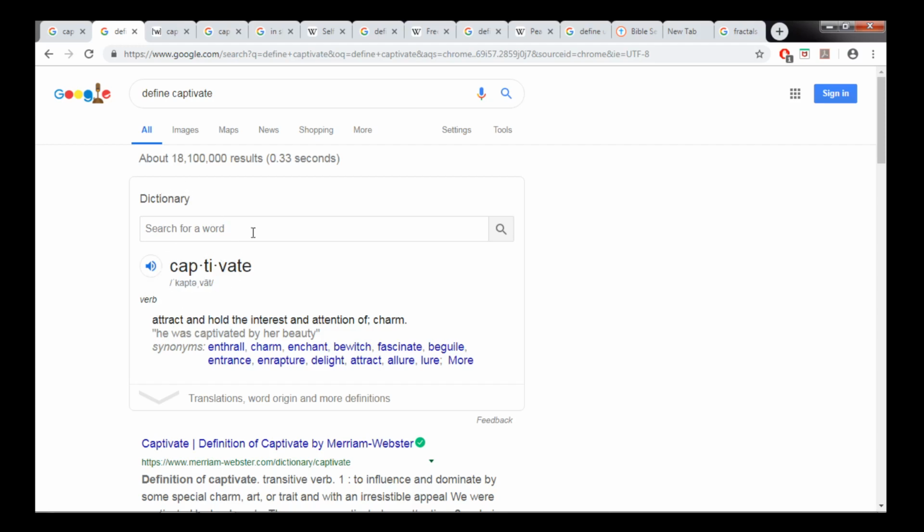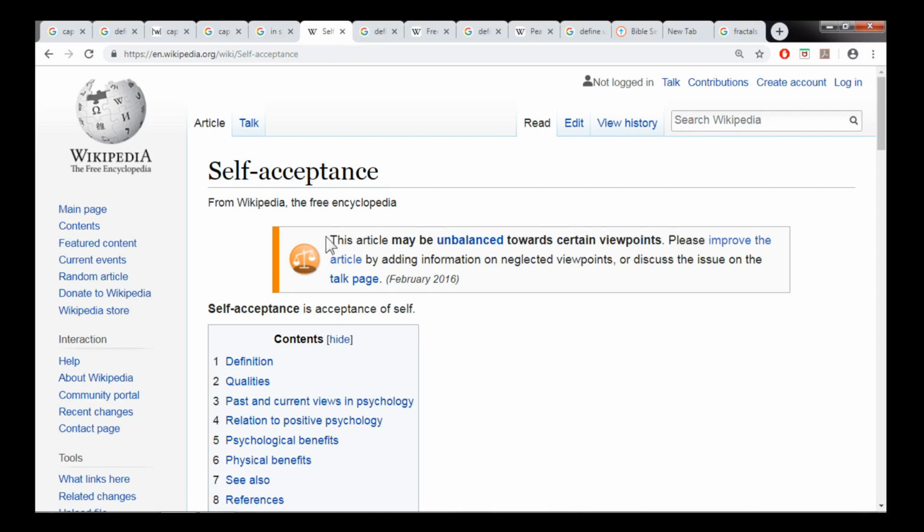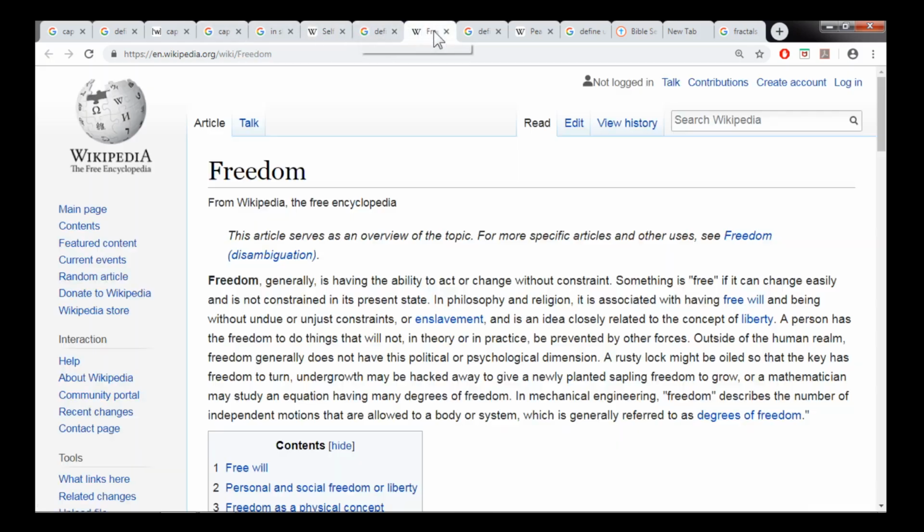So, what are you? Are you not captivated? By what, you say? Oh, nothing. I'm just relentlessly, I am my own authority. Right? Oh. You couldn't wait to boast, first of all, your self-acceptance. Wow, look. Come back to that. But you couldn't wait to boast how free you are and how much free will you have and all this.